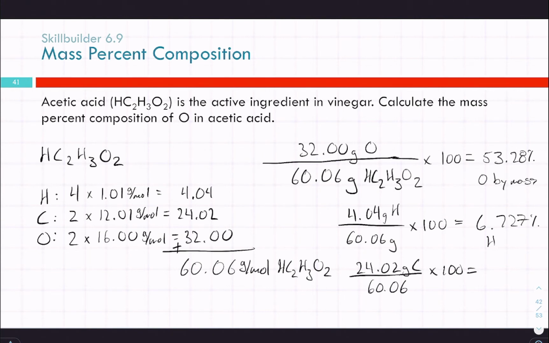24.02 divided by 60.06 is 39.99% carbon. So 53.28 plus 6.727 plus 39.99, probably going to be close. Yeah, not 100%, but with sig figs it is 99.997%. That's more than close enough to call that rounding error. Right, so the masses of all of those together, 100%. That's the whole compound. And yeah, you could do this for anything.